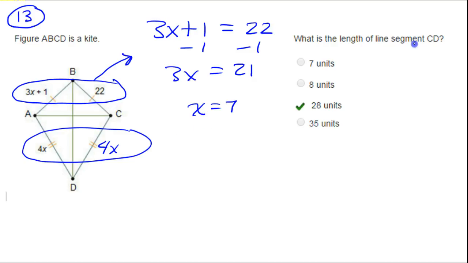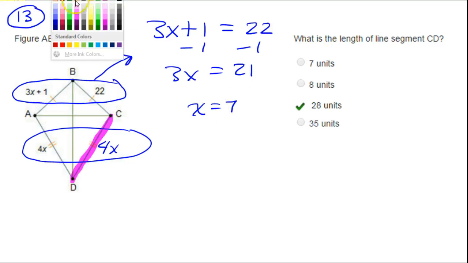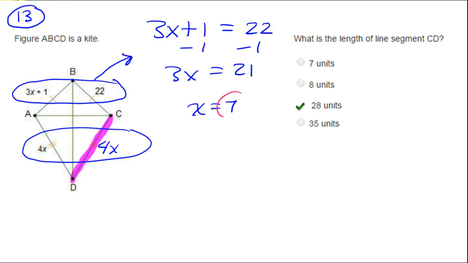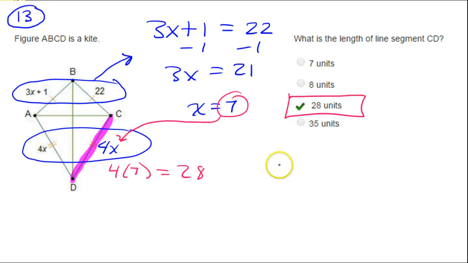Now we're supposed to find segment CD. Segment CD is this pink segment right here. I know that that is 4x. So 7 times 4. If I take this 7 and plug it in, that makes this 4 times 7. That's 28. That's why the answer is 28.